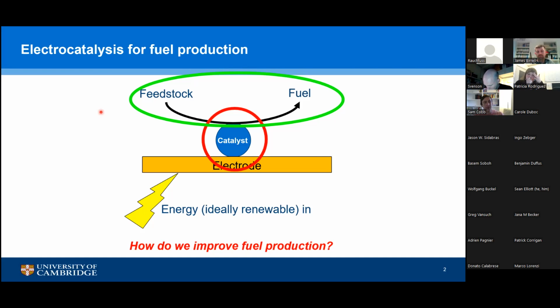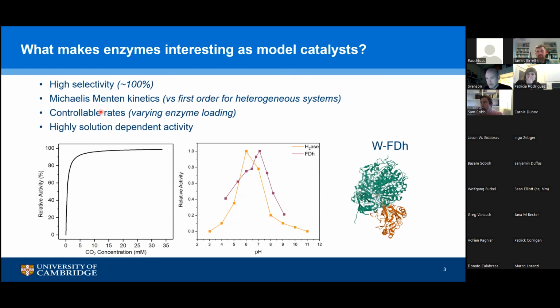Well, it's because enzymes are really good model catalysts. So obviously these are properties you all know already, but they've got really high selectivity, so we can pretty much do one reaction and one reaction alone. They display Michaelis-Menten kinetics, with a high affinity, unlike first order kinetics for heterogeneous systems.